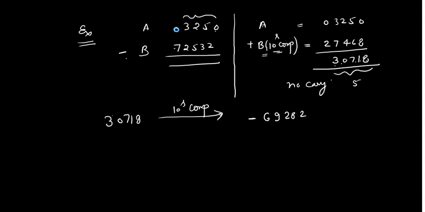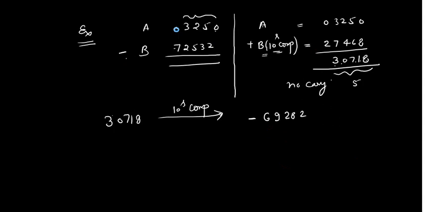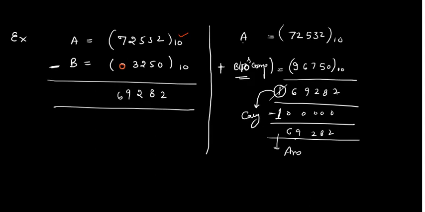So what do we have to do when there is no carry? What we are getting is the 10's complement, the r to the power n complement. This is the 10's complement of B minus A. So we again take the complement, and we get B minus A, but we want A minus B, so we put a minus sign also. You have to first take the 10's complement and put a minus sign: minus 692. Of course this should be the answer, because A minus B was this, so B minus A would be the minus of this.